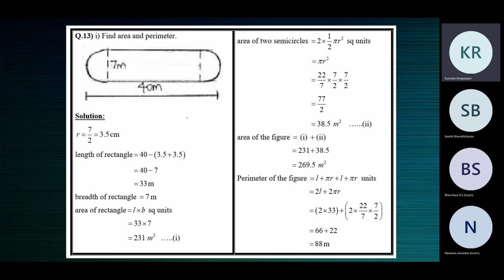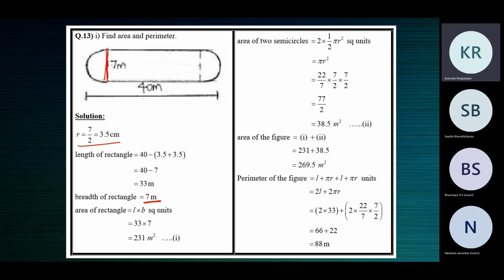So for the semicircle, you need to find the radius. Since the diameter is 7 meters, the radius will be 7 by 2, 3.5 meters. Now the length and breadth of the rectangle. Clearly the breadth of the rectangle is 7 meters.